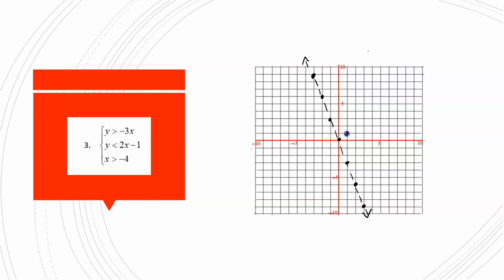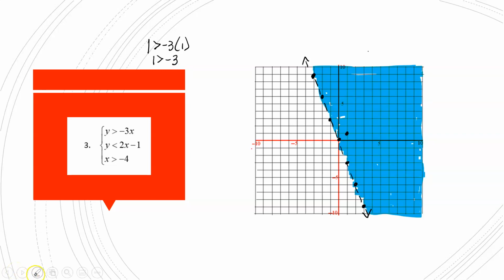So I'm going to use 1, 1 as a test point this time. So 1 is greater than -3 times 1. Is 1 greater than -3? Yes, it is. So we're going to color the side with the test point. I'll stop and do that. Right, 1 down, 2 to go. Let's do the next one.